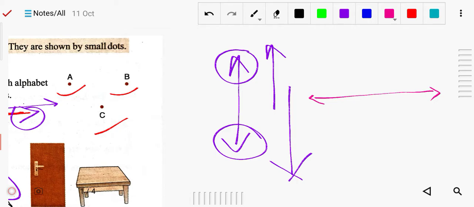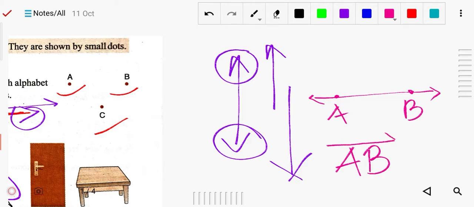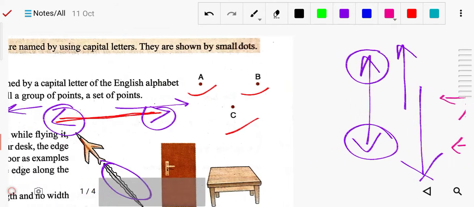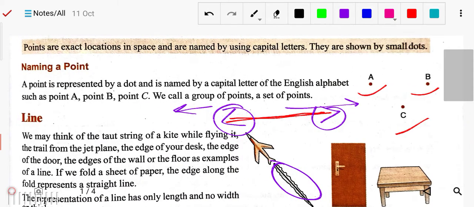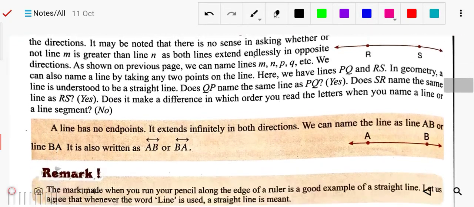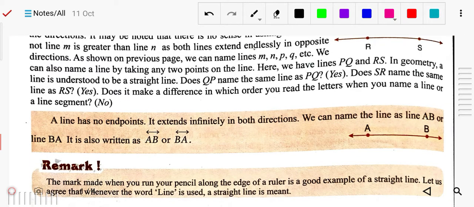Somewhere on the line I just put two points and I write the name AB. When you write this line, you can write AB and above it you have to put this sign. So it means we are saying that AB is a line. This is the representation of line. In this way we can represent a line. Here the representation is also given. A line has no endpoint. Its definition is here: a line has no endpoint. It extends infinitely in both directions.